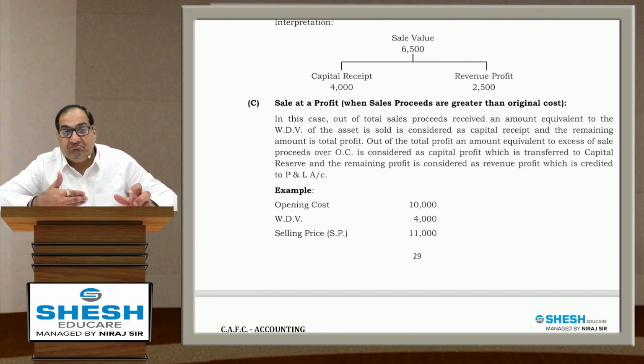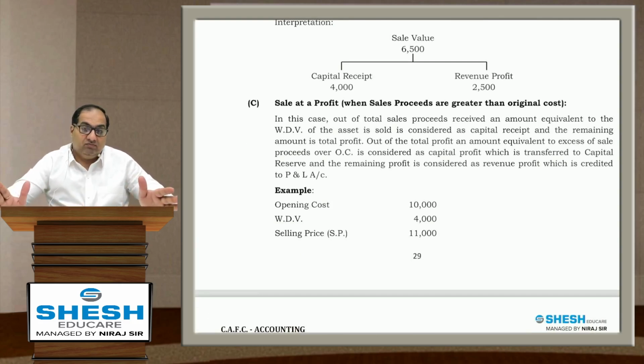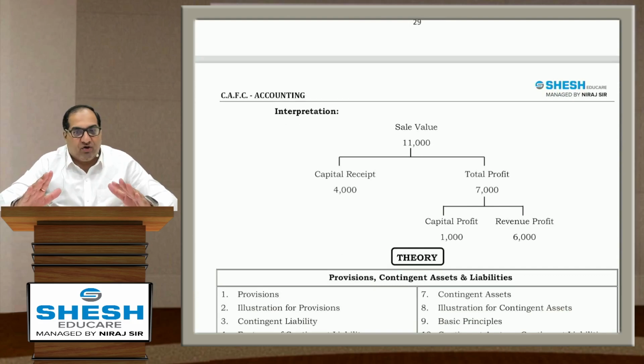Now, this is something out of the world. Cost is 10,000, written down value is 4,000, and you received how much? 11,000. When this kind of abnormal situation comes, please concentrate. Up to book value is a capital receipt. So 4,000 was the written down value, so 4,000 out of 11,000 is a capital receipt. Now you made a profit of 7,000 in all because 4,000 is the book value and you sold it for 11,000.